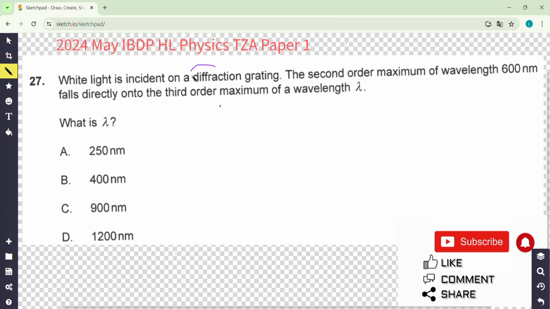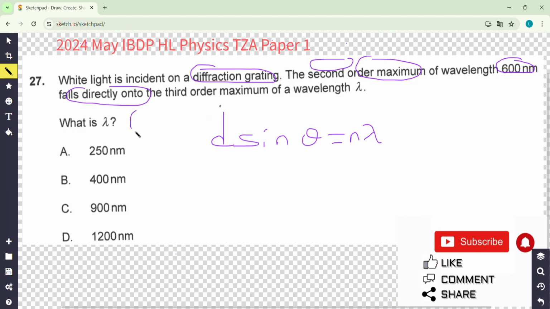Question 27 is about the diffraction grating, about the order of maximum. Remember the equation is d sin θ = nλ. And it said that the second order maximum for 600 nanometer light falls directly onto, meaning the same θ, the third order maximum of the wavelength λ. So these two maxima have the same d sin θ. So we can say before it is a second order 600 nanometer, and now it is a third order λ.